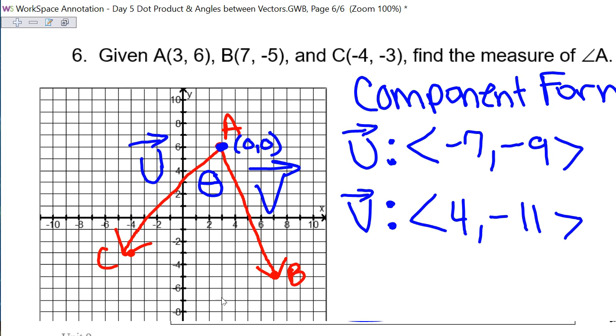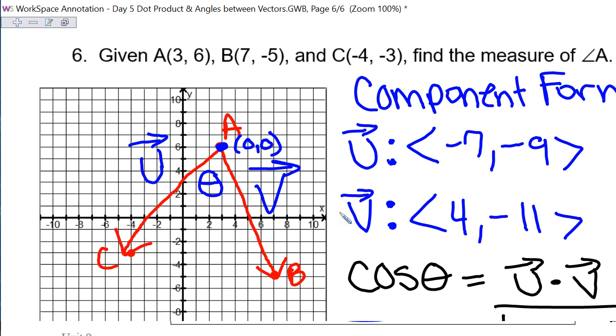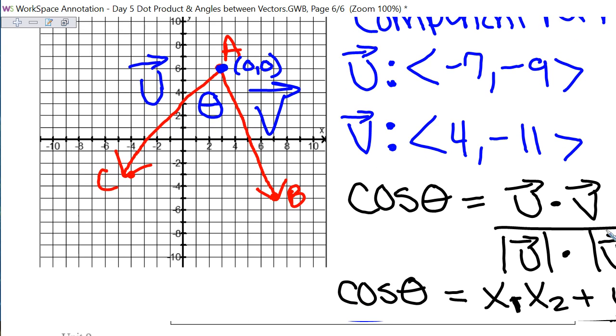Now that we have component form, we can use the formula for the angle between two vectors, which would be cosine of theta is equal to the dot product divided by the product of the magnitudes. And let's switch over to formulas. How do you find dot product? X1 times X2 plus Y1 times Y2. And the formula for magnitude is the square root of X squared plus Y squared.